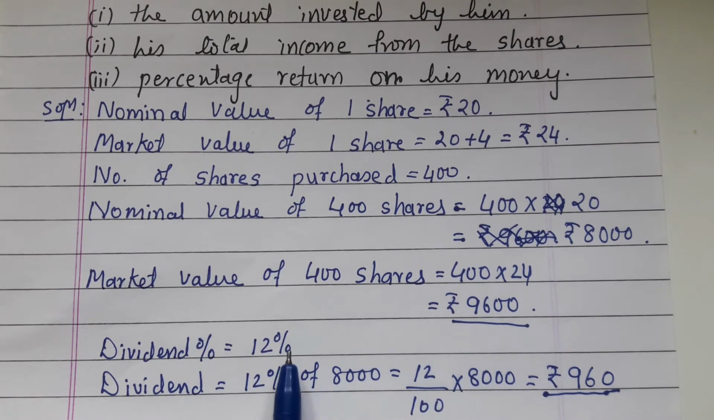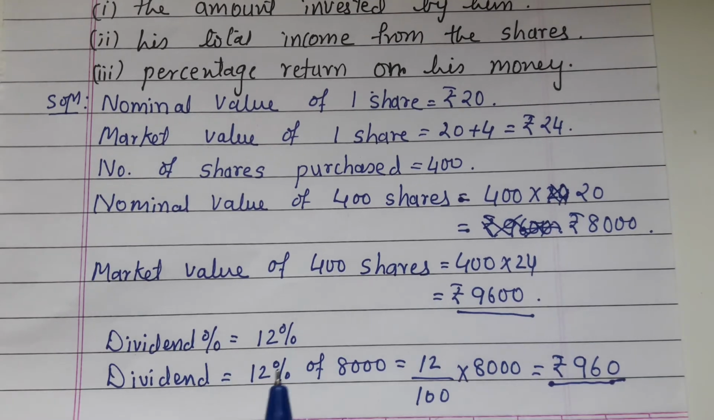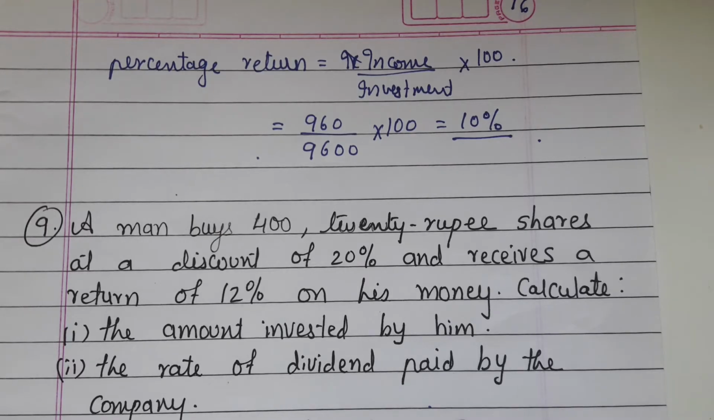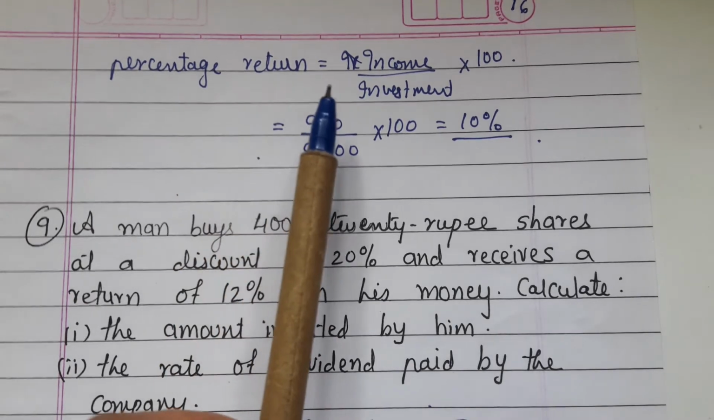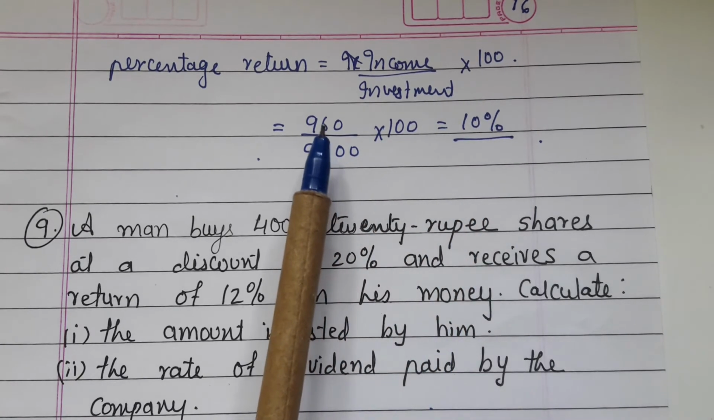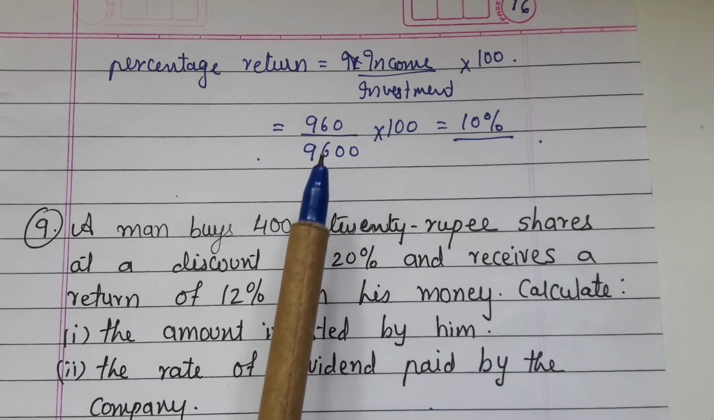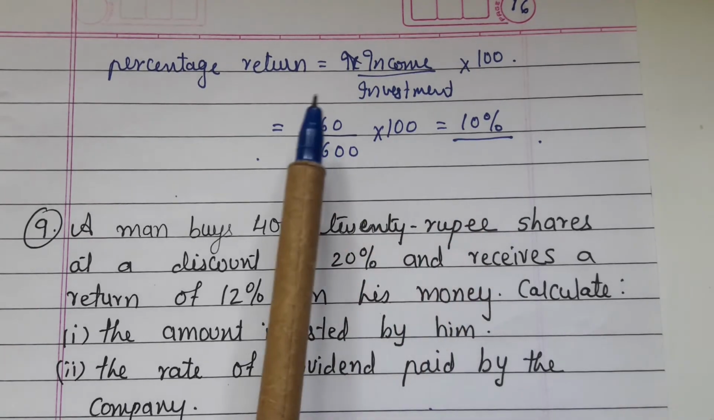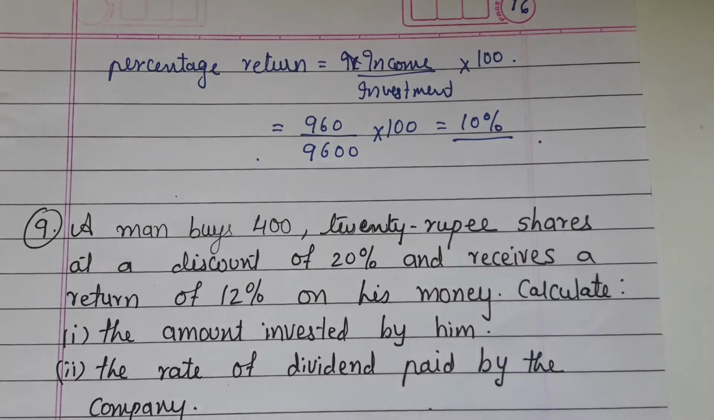Dividend percent is 12%. Therefore, dividend is 12% of nominal value, that is 8000 rupees. That is equal to 12 upon 100 into 8000, equal to rupees 960. Percentage return is equal to income upon investment into 100. Income is, that is dividend, 960. Market value of the share investment 9600 into 100 equals 10%. So return percent equals 10%.